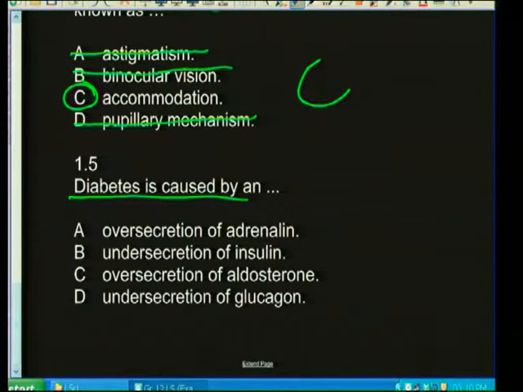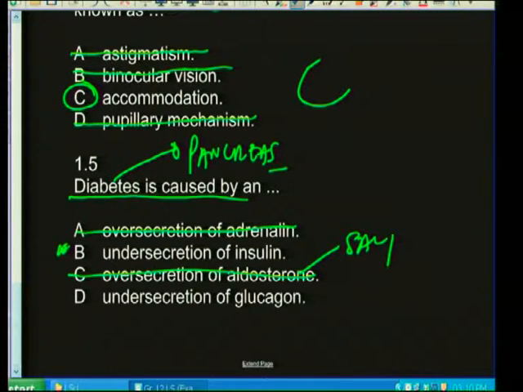1.5, diabetes is caused by an. First of all, diabetes is associated with the pancreas. So keep that in mind. Over secretion of adrenaline? No. Under secretion of insulin? Maybe. Over secretion of aldosterone? No, aldosterone does salt. Adrenaline, emergencies. Insulin, we know, is dealing with sugar and therefore diabetes there. Under secretion of glucagon, could be that one as well. So these are the two that we need to choose from.